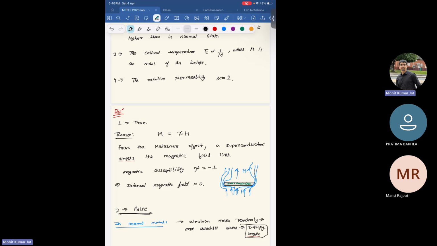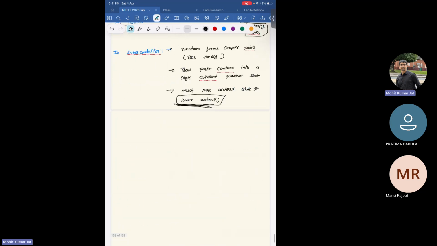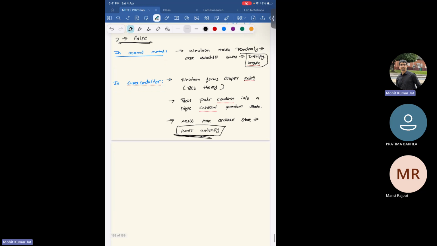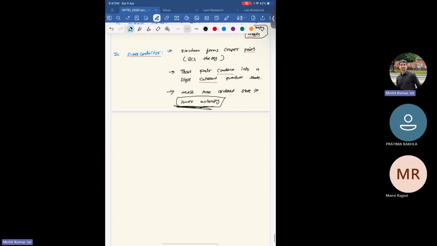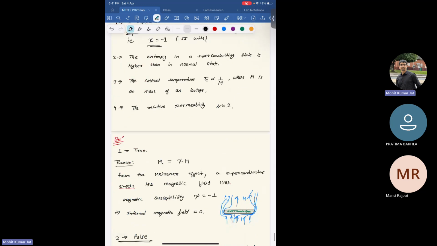Yeah, I don't see any response. Do I need to discuss it more? Okay, if there is no response, then I'll move forward. Option three. So what about option three? The critical temperature Tc is inversely proportional to m, where m is the mass of an isotope. Is it true or false?